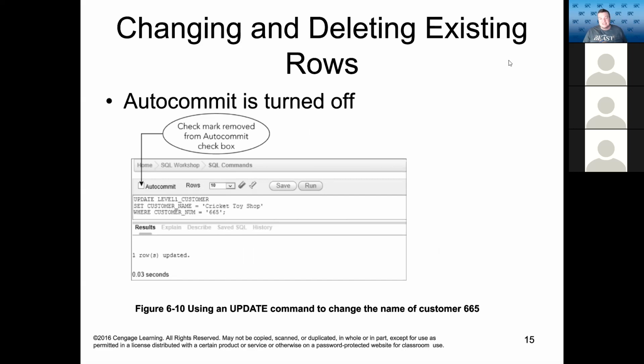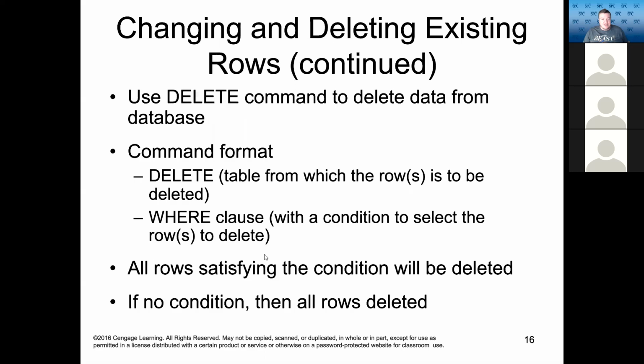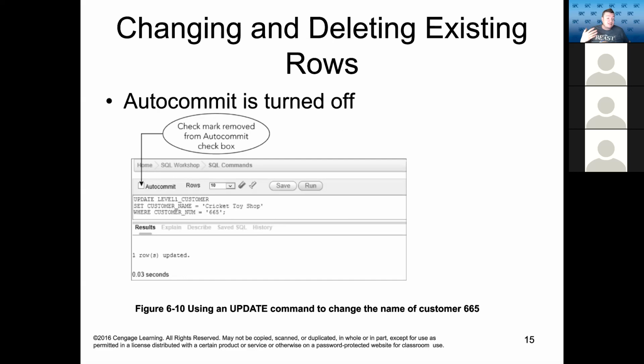All right. Changing and deleting existing rows. Again, they're going to make this with auto commit turned off. And this is where they're doing this update. They're setting the customer where the customer number is, but because the auto commit's turned off, it's not actually executing that piece of information. We can then view things to see what it would look like, but at the end, we have to actually say whether we want to commit or roll back.